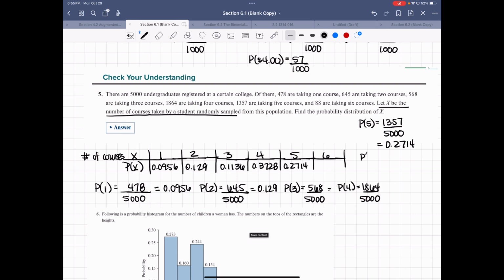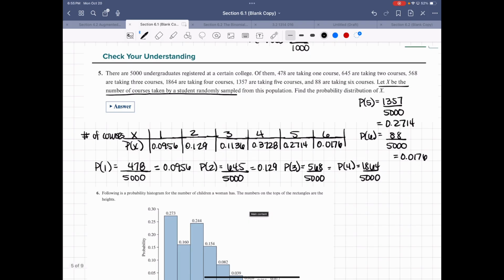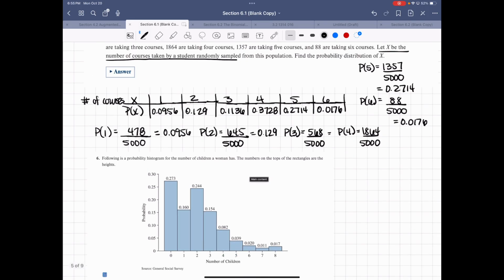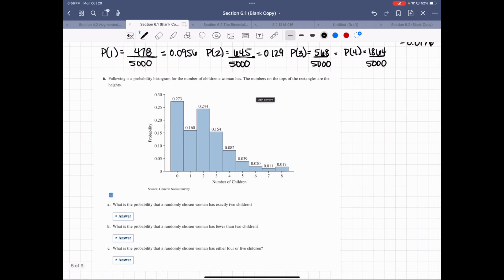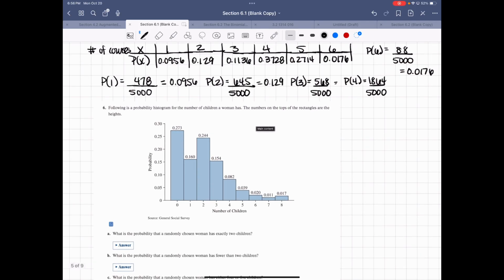And then the probability of 6 is 88 out of 5,000, which gives me 0.0176. Good. That's only about 2% of the population that will take up to 18 hours. And if you take over 18, such as 21 or 24, that used to need a dean's approval, because it's not likely that you're going to be that successful.